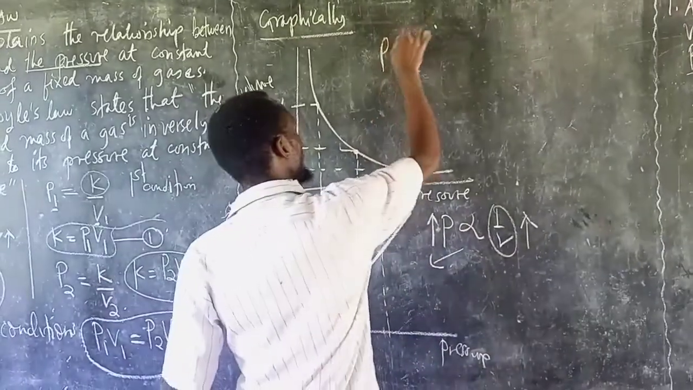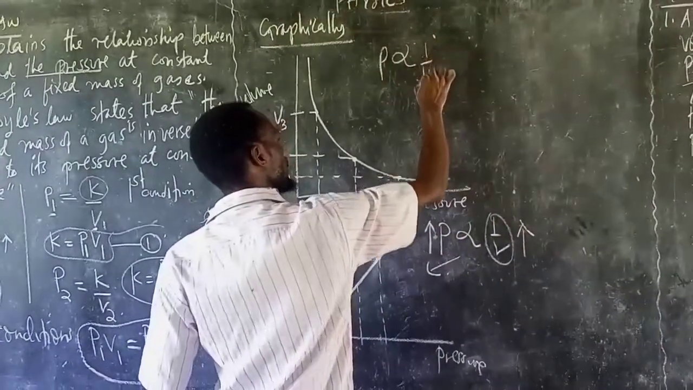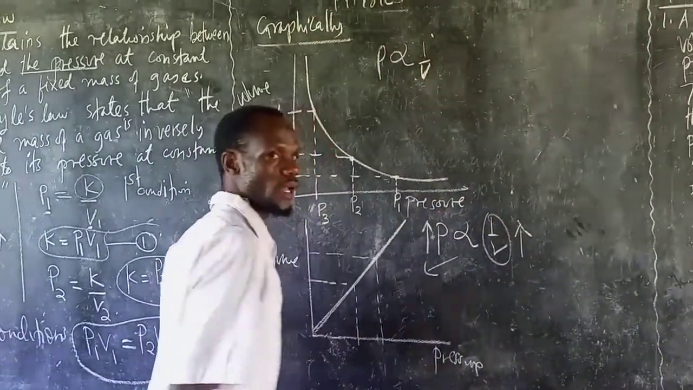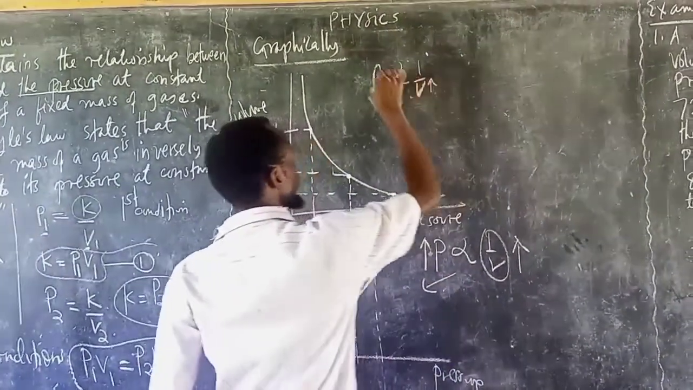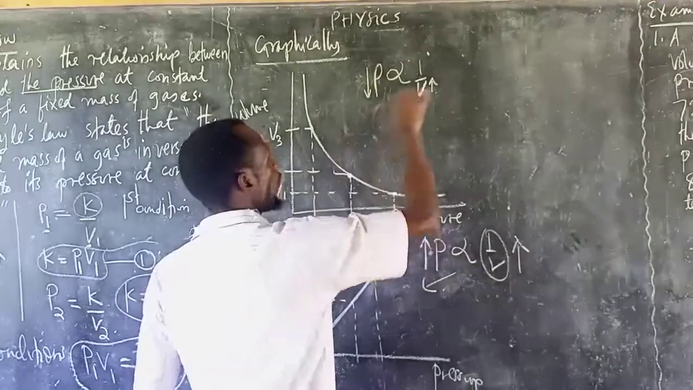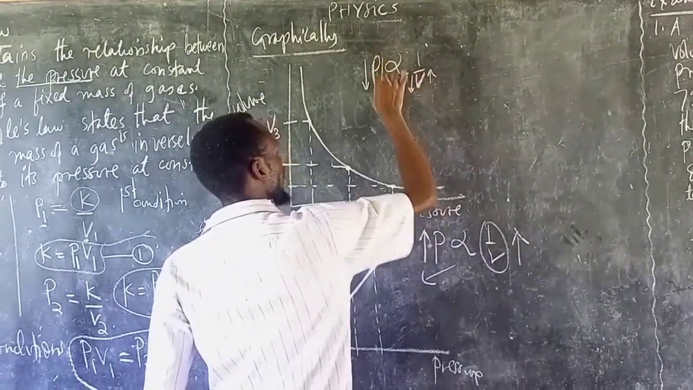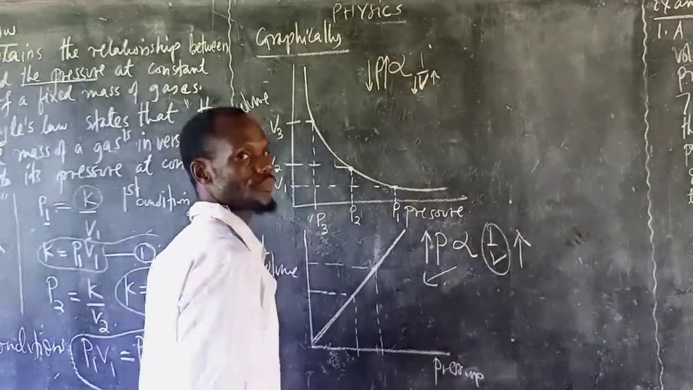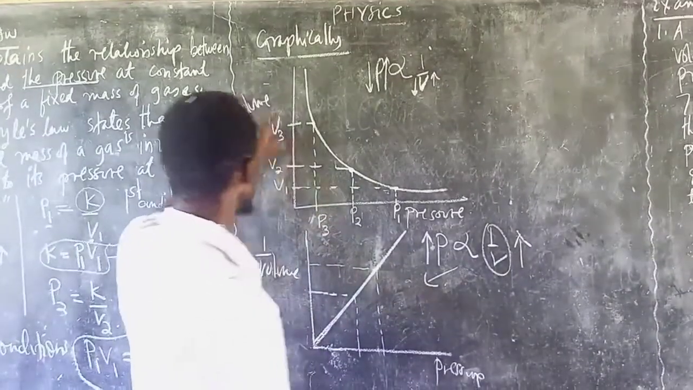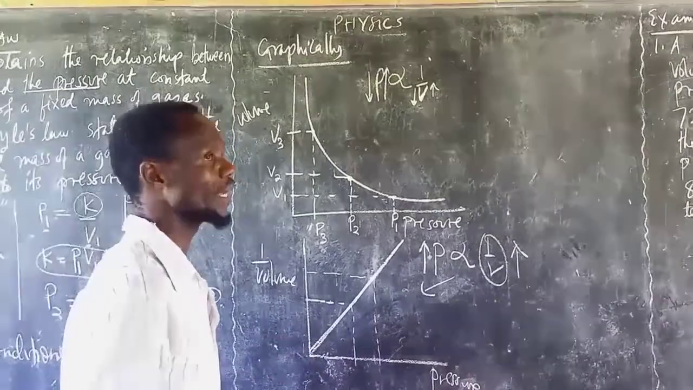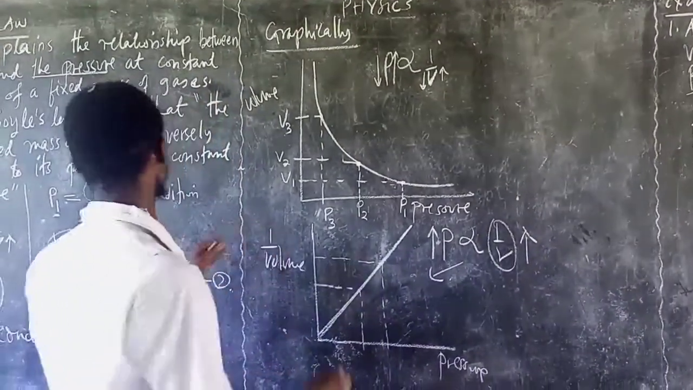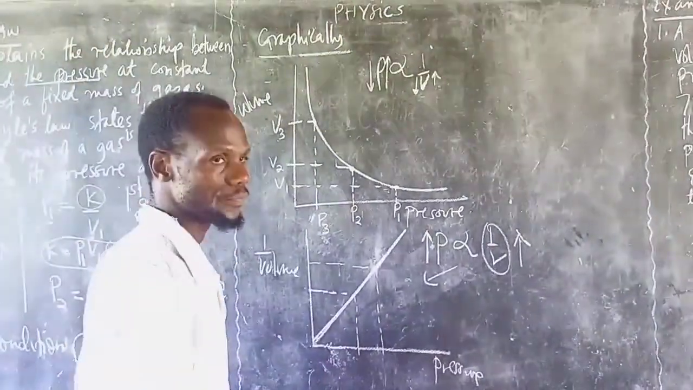But pressure is inversely proportional to volume. Inversely proportional means when you are increasing the volume, you are reducing the pressure. When you are reducing the volume, you are increasing the pressure. So it can be represented graphically like this. This is how we represent Boyle's law graphically.